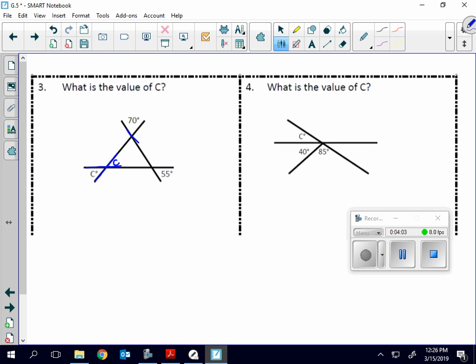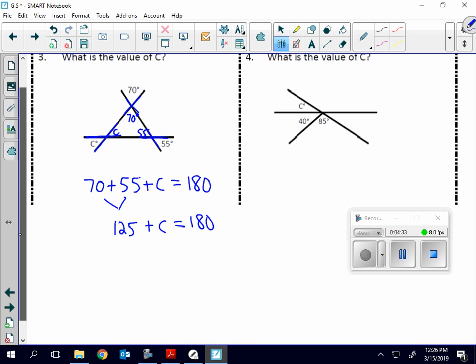In this X, the angles across from each other would be the same. So this would be 70. And same thing here. Across from this would be 55. So we know two of the angles in a triangle. We can find the third by adding them up and setting them equal to 180. Okay, this is going to be 125 when I add those together.